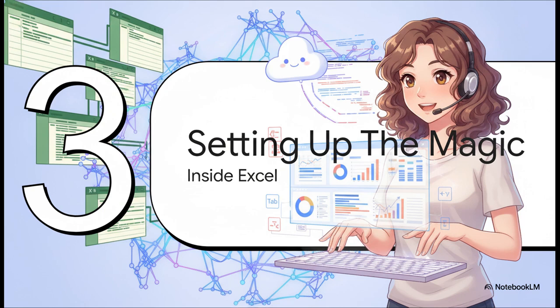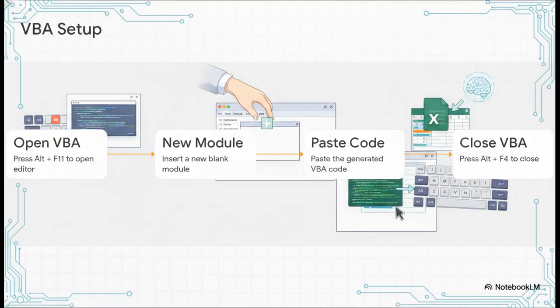Section 3. Setting up the magic. So let's see how this actually builds within Excel using just a few simple keyboard shortcuts. Once Claude generates that massive wall of code, the setup is surprisingly straightforward. You just copy the code, press Alt plus F11 to open Excel's native VBA editor, insert a new blank module window, paste the entire block of code right in there, and hit Alt plus F4 to close it. Boom! The intelligence is now officially injected into your spreadsheet.